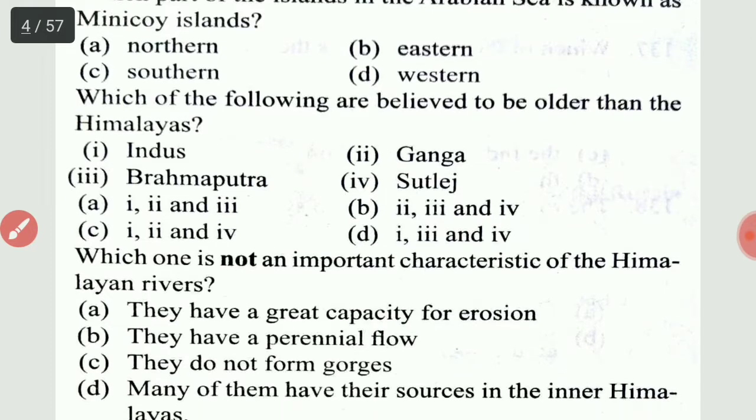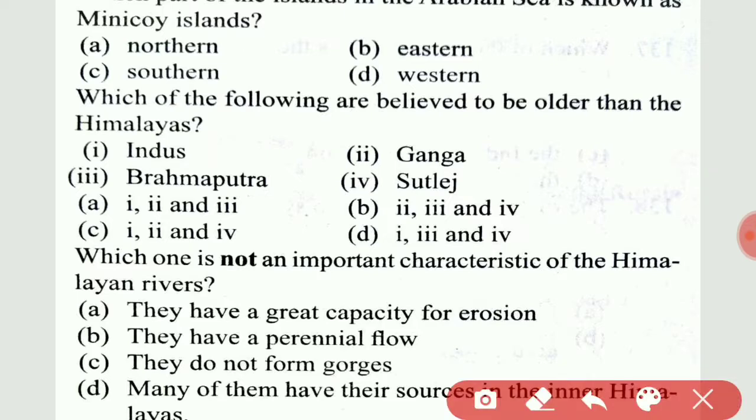Next, which of the following are believed to be older than the Himalayas? Indus, Ganga, Brahmaputra, Sutlej. Right option is option D, 1, 3, and 4. These are the rivers believed to be older than the Himalayas. But Ganga emerged after the Himalaya, not before the Himalaya.